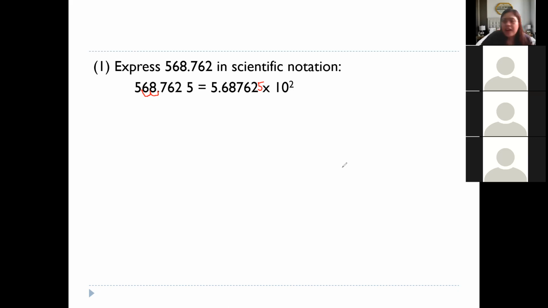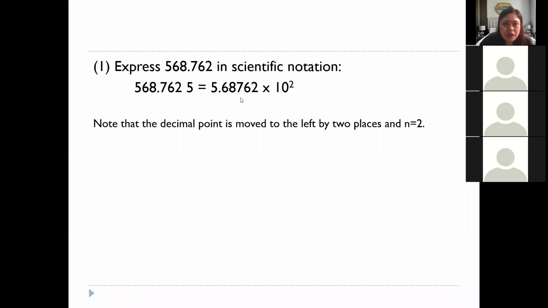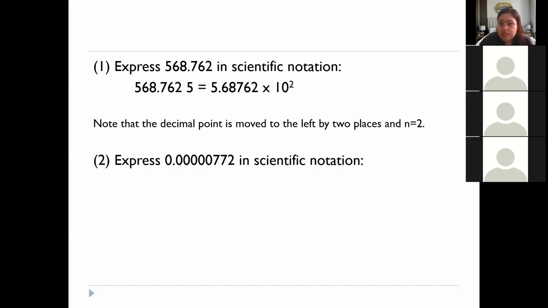So take note, if there is no instruction to round off, do not round it off. Just write all the numbers there. Okay, so let us continue. Note that the decimal point is moved to the left by 2 places. Thus the exponent is 2, and it's negative because we are going to the left.